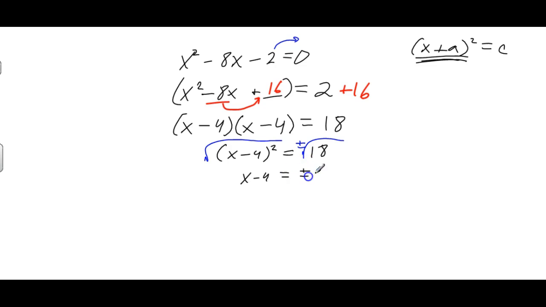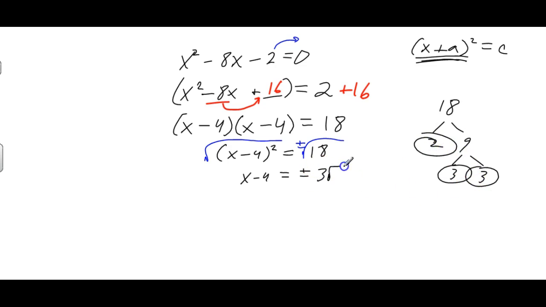equals plus or minus, and this is going to be, if you prime factorize 18, you get 2 and 9, 3 and 3, you've got 2 3's and a 2, so we've got a pair of 3's, so I'm going to say 3 root 2 is what that's equal to.